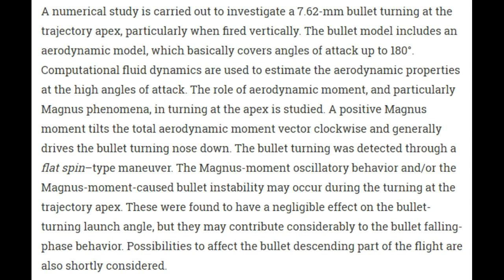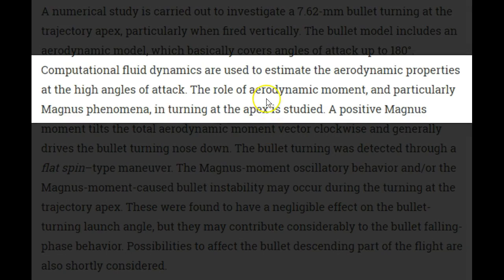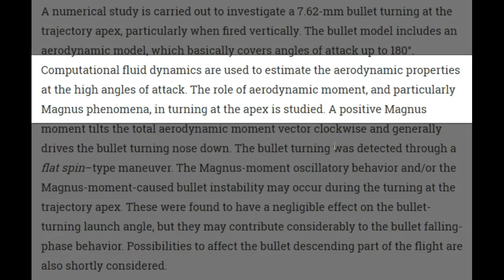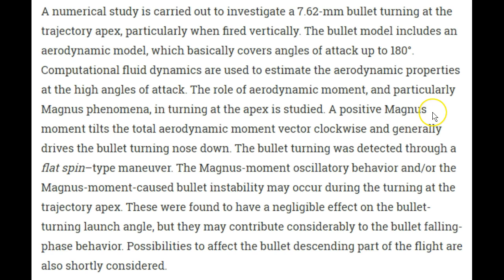And if you want to get technical and talk a bunch of stuff that I really don't understand, they did a study on the 7.62 bullet, and computation of fluid dynamics is used as an estimate of aerodynamic properties at high angles of attack. The role of aerodynamic moment, particularly Magnus phenomena, turning the apex, is studied. A positive Magnus moment tilts the total aerodynamic moment vector clockwise and generally drives the bullet down, or turning nose down. Magnus moment-caused bullet instability may occur during the turning of the trajectory apex.